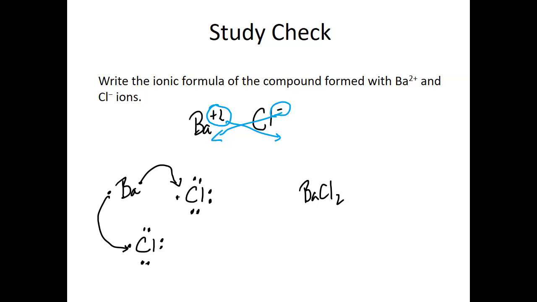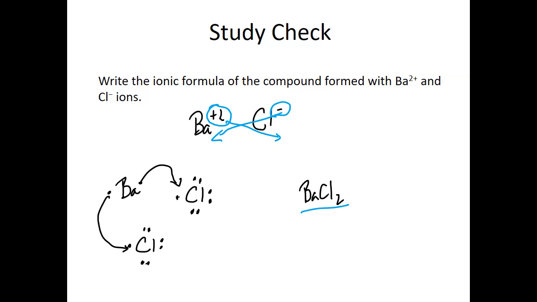What you do, the crisscross method, you take the charges, you flop them, and they become the subscripts in the chemical formula. So the charge of 1 on the chlorine becomes the subscript on the barium. And since 1 is implied, we don't need to write it. The charge of 2 on the barium becomes the subscript of the chlorine. And so that's how we end up with barium chloride, BaCl2.